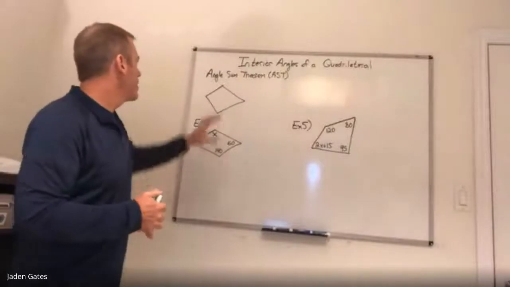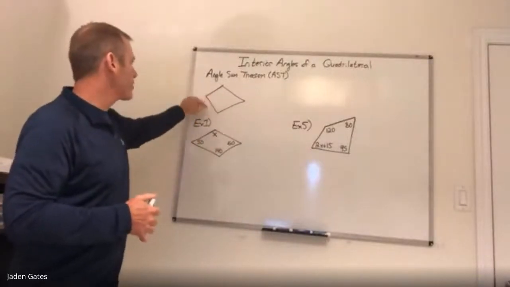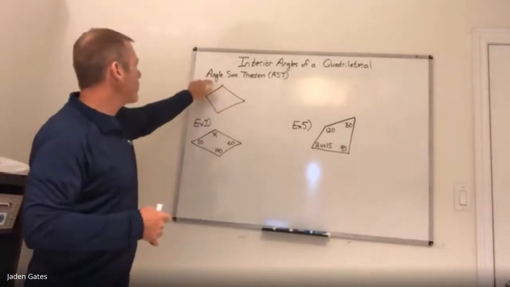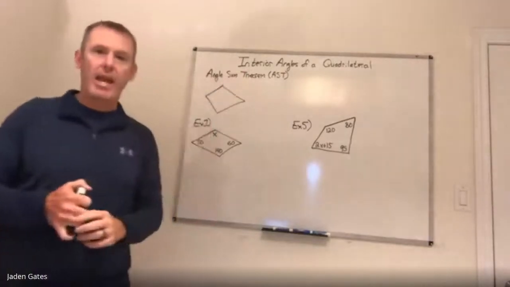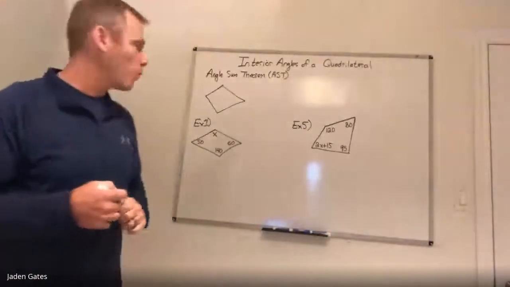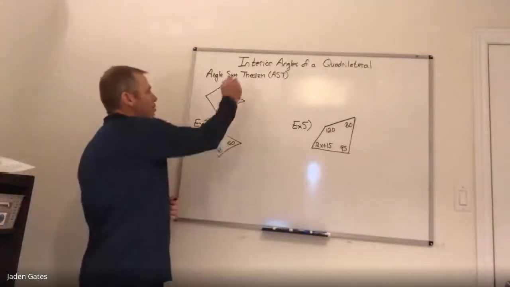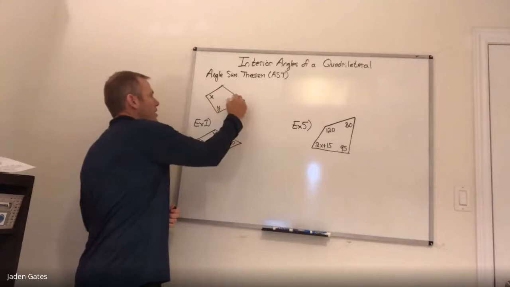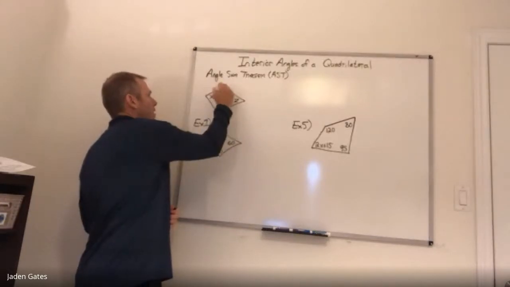Quadrilateral, quad. What that's saying is four-sided shape. All right, so you have a four-sided shape. So we have another angle sum theorem. We had an AST for triangles, and now we have one for quadrilaterals, which means you're going to have four sides, four angles. So I've got angle X, angle Y, angle Z. I need a fourth letter. Let's go back in the alphabet.